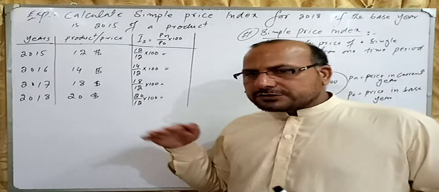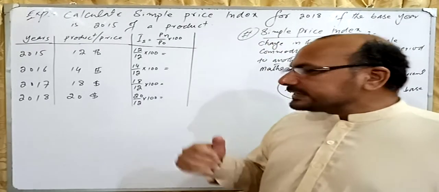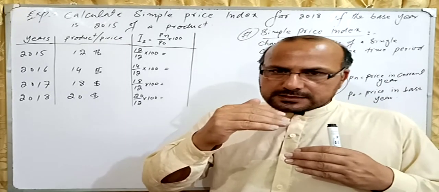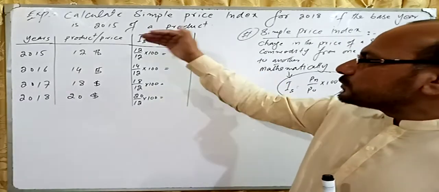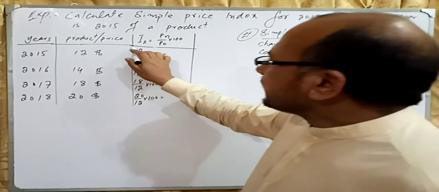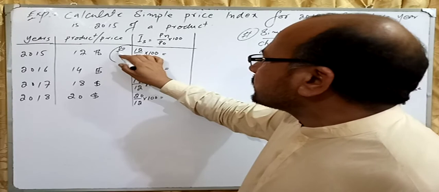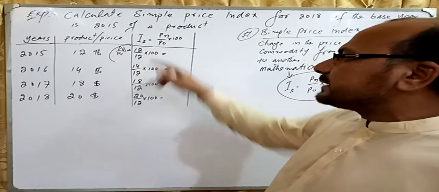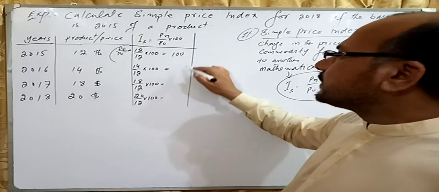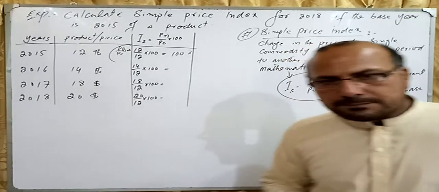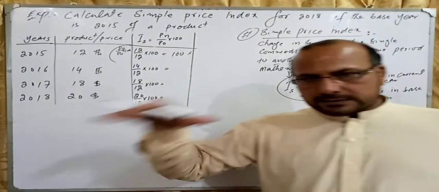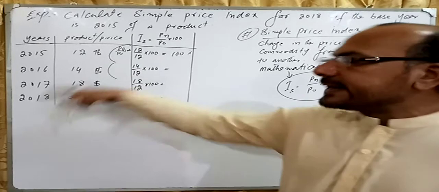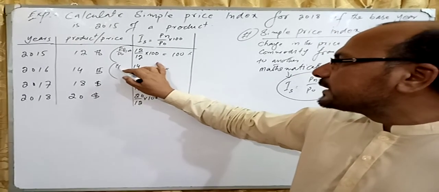Remember, when you are starting from 2015, 2015 is the base year as well as the current year. So P naught over P naught, how much does it become? P naught over P naught multiplied by 100 means 12 divided by 12 multiplied by 100. So it will become 100%. So this is the baseline.